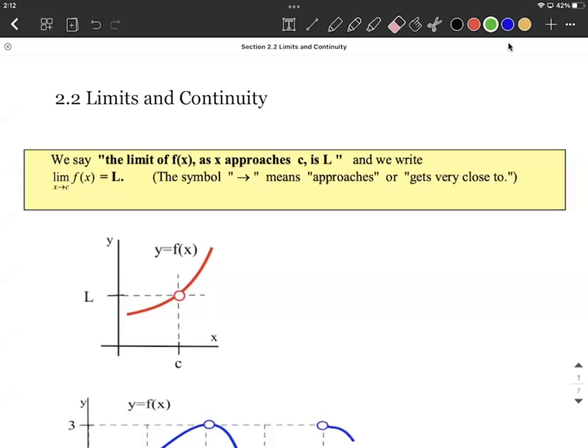Okay, 2.2, limits and continuity. The first thing we want to do is talk about the limit definition. Basically, how do we understand what we are talking about when we're talking about limits as x approaches some number for a function f of x?